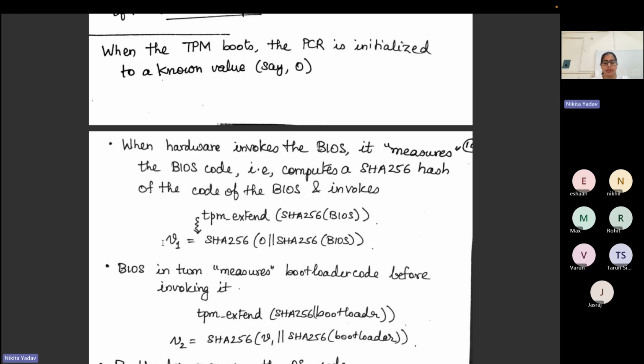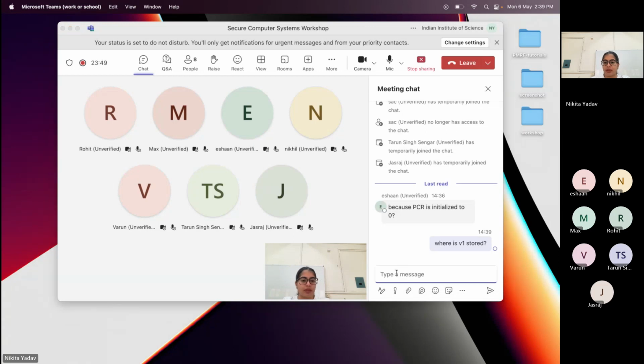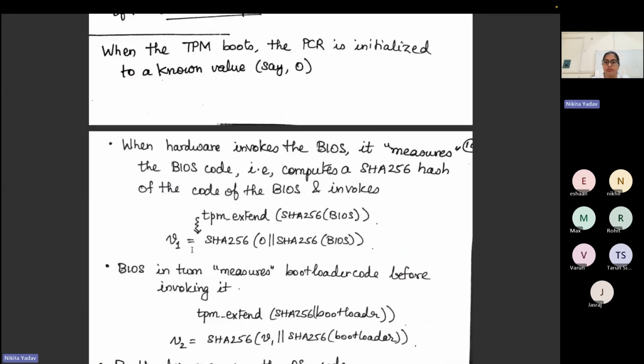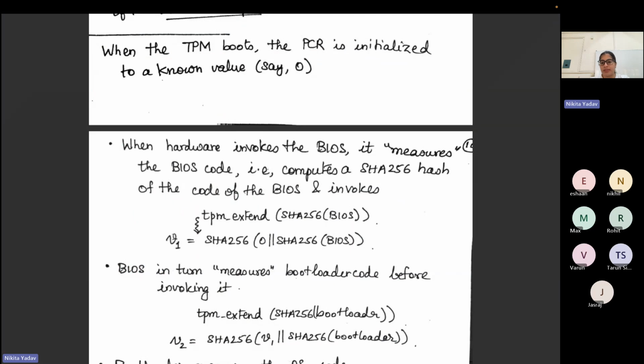Now, where will this V1 value be stored? Yes, that's right. It is stored in the PCR. So the zero value was the original value of the PCR, which we concatenated with the argument. We compute the hash, and then the generated value V1 is stored in the PCR.